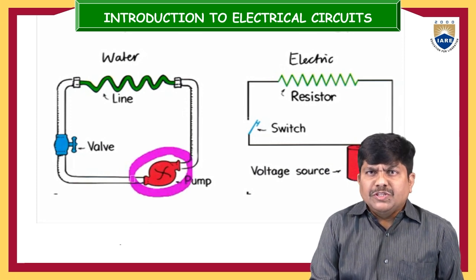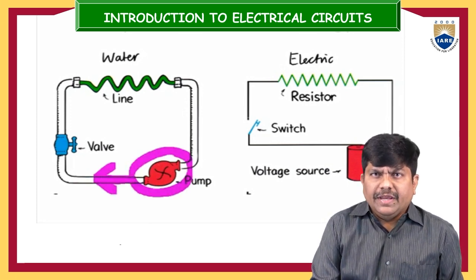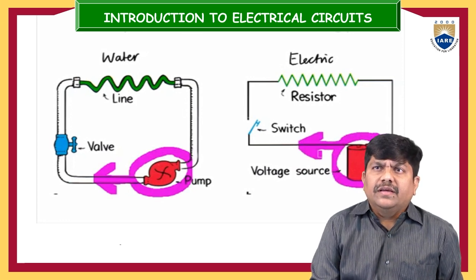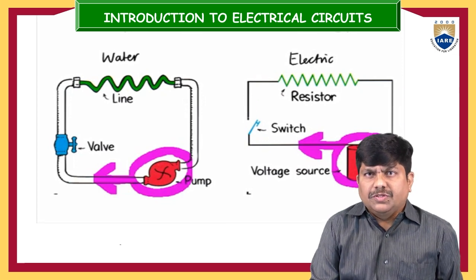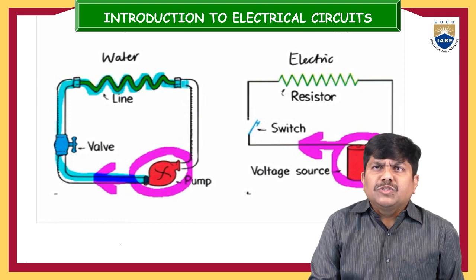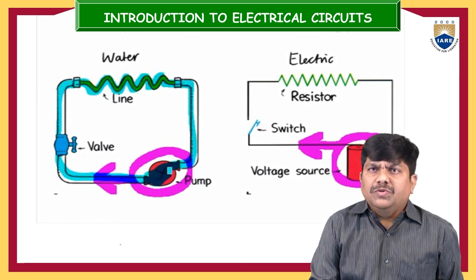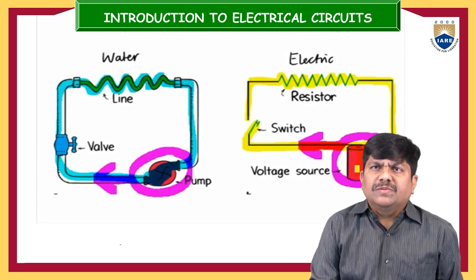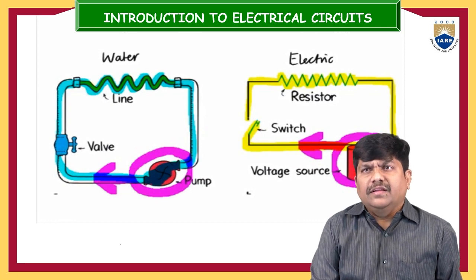This pump is used to drive or create some force on the water, and this is the voltage source. It exerts some force on the electrical charge particles in the electrical circuit. Because of this pump, there will be a flow of water in the circuit, and because of this battery, there will be a flow of charge particles in the electrical circuit. So these are almost the same concepts, water and electricity. We are going to compare these two analogies in later cases.